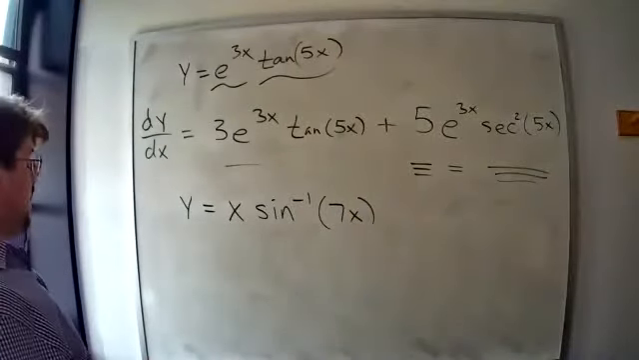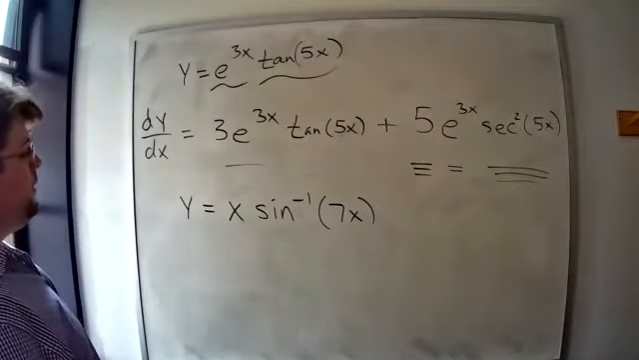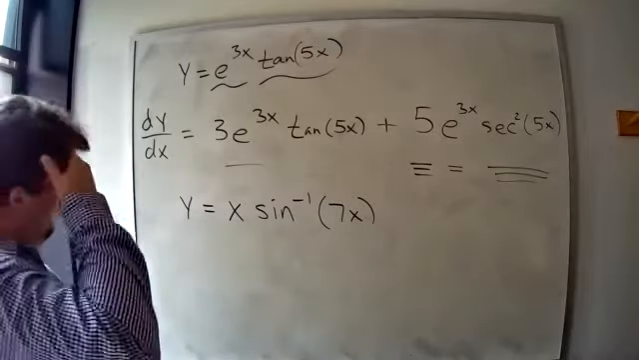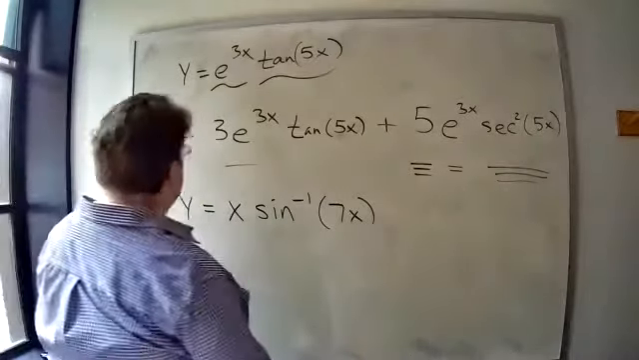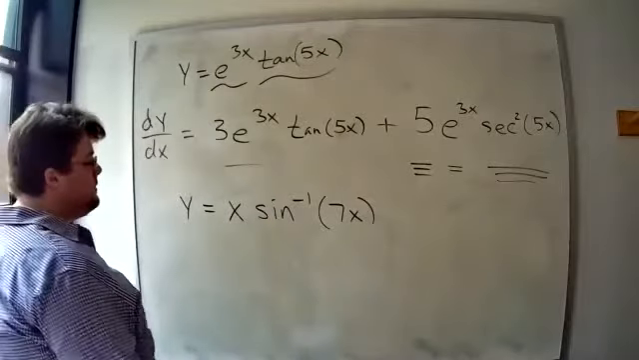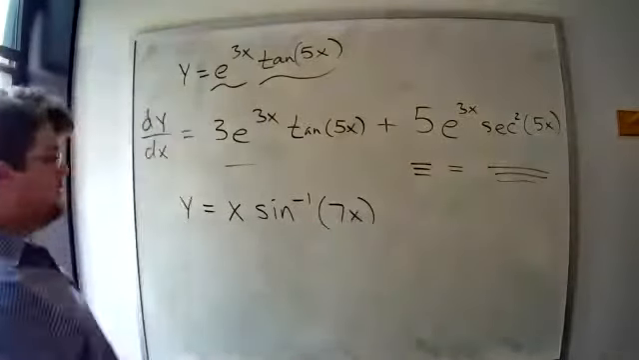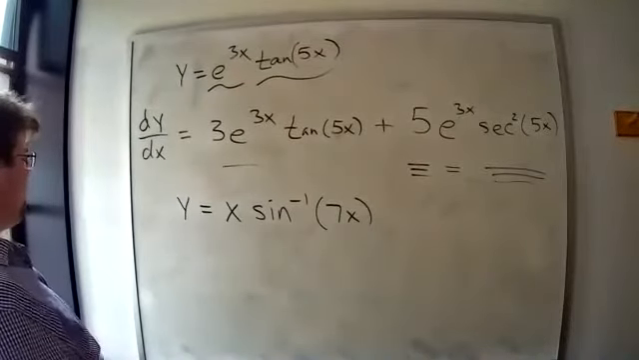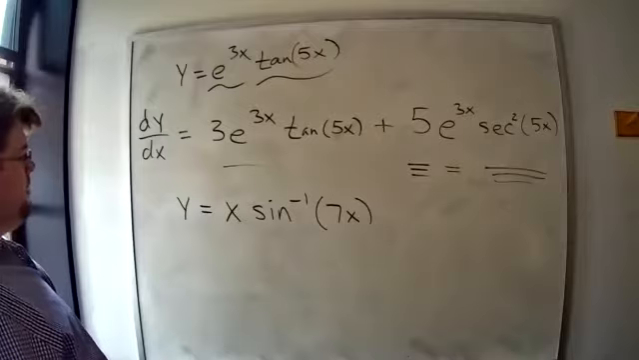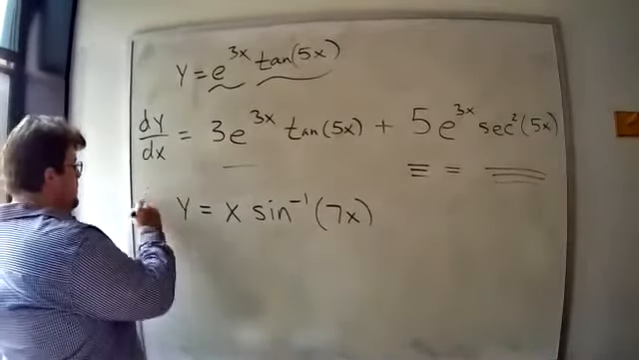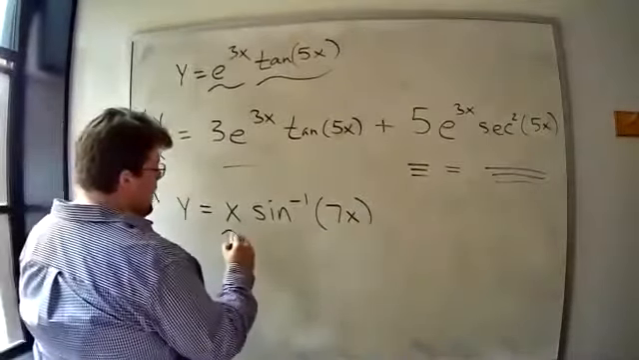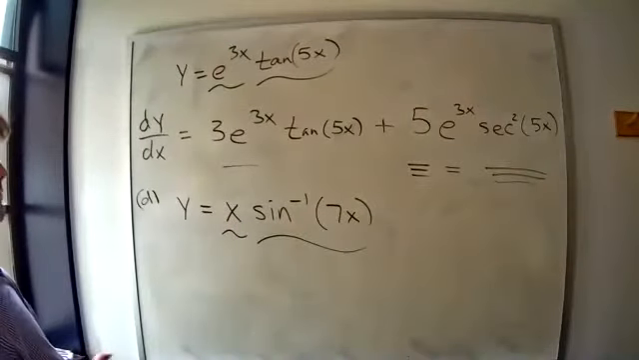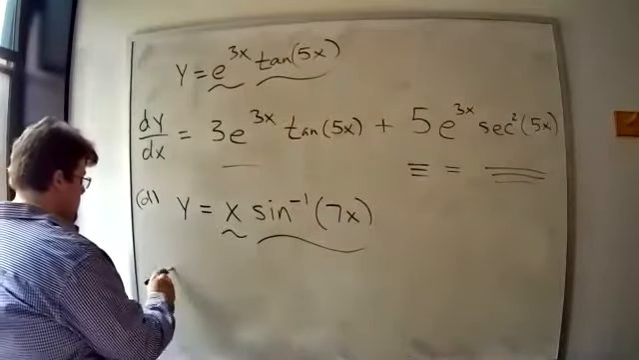X times the inverse sine of 7x. Well, we also have rules for the derivatives of inverse trig functions, unproven rules. In week, whatever next week is, week 8, the first lecture is going to be on the derivative of inverse functions, and we do prove the derivative rule for the inverse sine of x. And the others are similar. But here, we have, again, x times something else with x's. So we have two things multiplied. We're going to need a product rule.